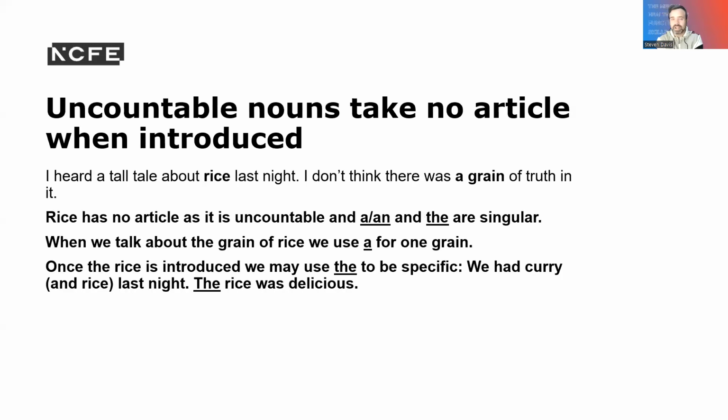Uncountable nouns take no articles when introduced. I heard a tall tale about rice last night. I don't think there was a grain of truth in it.